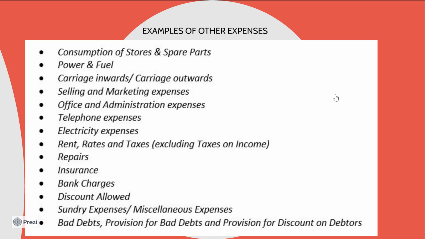Examples of other expenses: we have consumption of stores and spare parts, power and fuel, carriage inwards, carriage outwards, selling and marketing expenses, office and administration expenses, telephone expenses, electricity, rent, rates and taxes. This does not include the tax on income, the income tax. Repairs, insurance, bank charges, discount allowed, any other sundry expense or miscellaneous expense, as well as bad debts incurred, provision for bad debts and provision for discount on debtors.